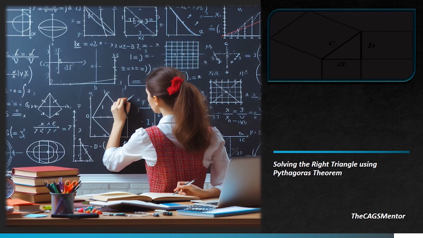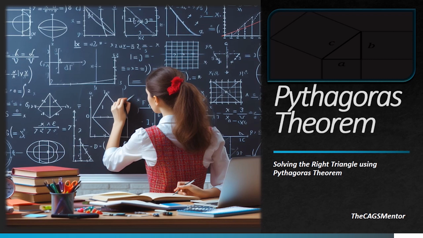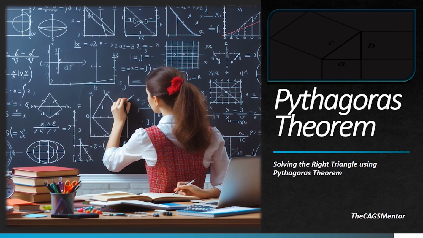Today we are going to start with a new topic. We have studied about Pythagoras theorem involving right angled triangle. So let's start. Today we will discuss about Pythagoras theorem. We will be solving the right triangle using Pythagoras theorem, which has the formula c squared is equal to a square plus b square.